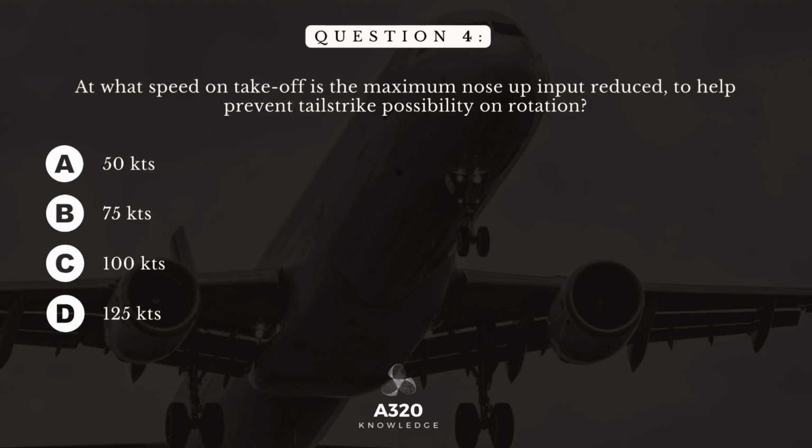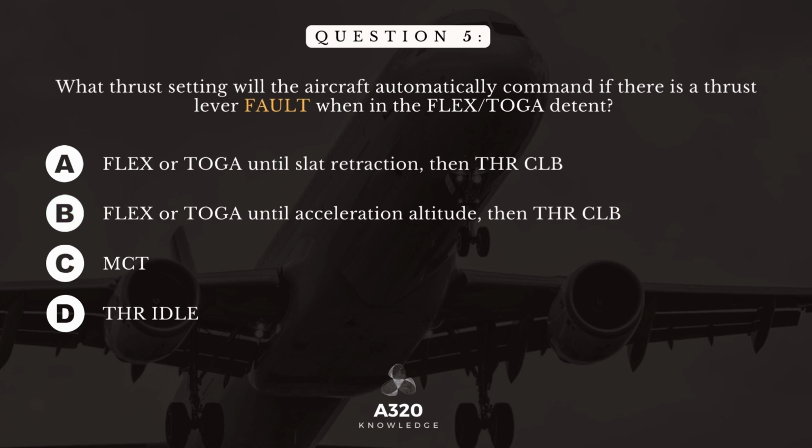Question 4. At what speed on takeoff is the maximum nose-up input reduced to help prevent tail strike possibility on rotation? The answer is 75 knots. Question 5. What thrust setting will the aircraft automatically command if there is a thrust lever fault when in the flex or toga detent? The answer is flex or toga until slat retraction, then climb thrust.